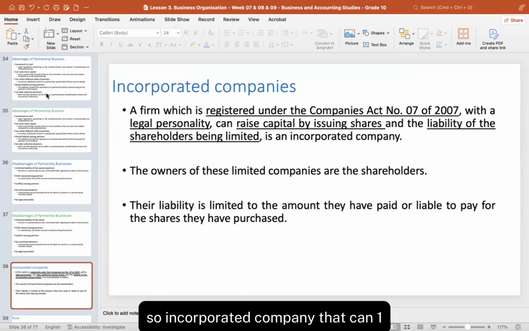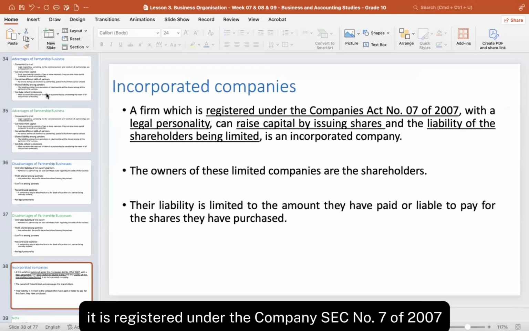So an incorporated company is one, it is registered under the Companies Act number 7 of 2007.